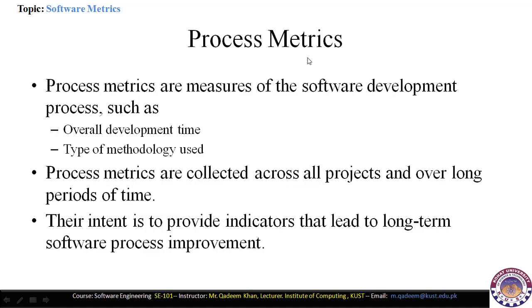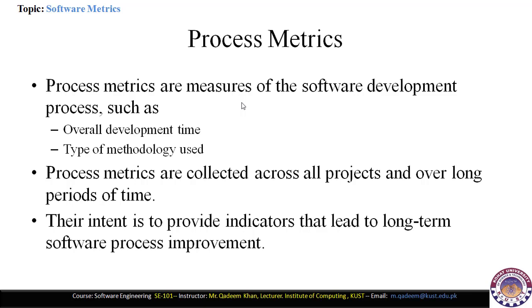Now the process metric. First we will define the process metric. Process metrics are the measurement of the software process, such as overall development time and types of methodology used. The software process metric measures the process, and the process is the software development life cycle model. Like the waterfall model is a software process, similarly the incremental model, prototyping model, spiral model and agile model are all software processes. Similarly, the extreme programming process model is another example.